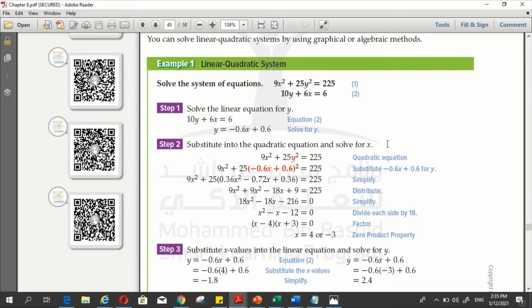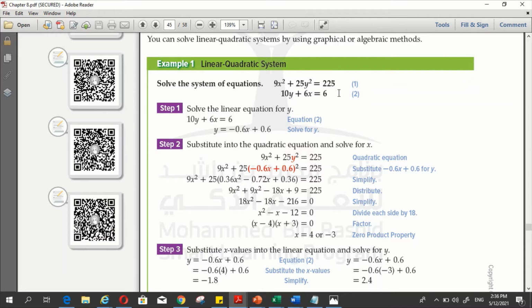Usually, we solve these types of equations by using substitution, not elimination. It will be the easiest method for us. So I'm going to use the linear equation to substitute into the quadratic one. First of all, start by solving the linear equation for one of the variables, x or y. The second equation is the linear one, so I'll solve it for y.